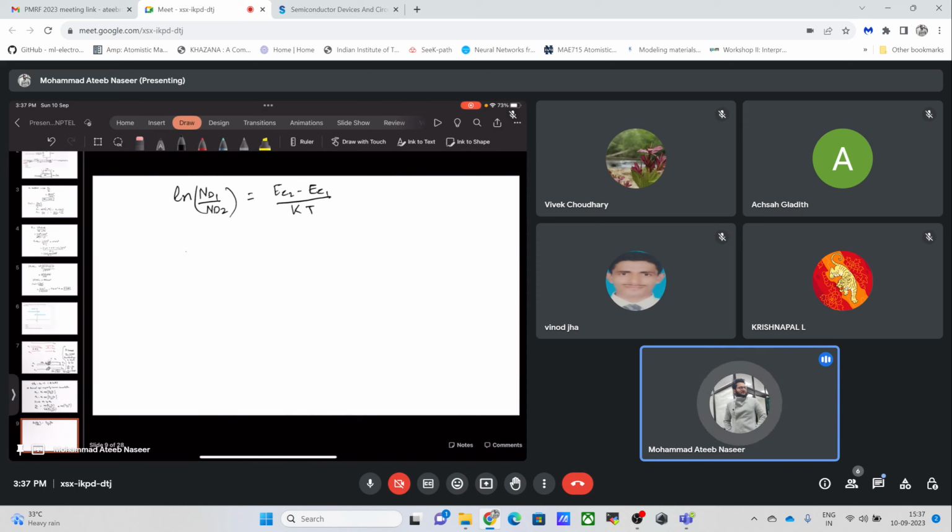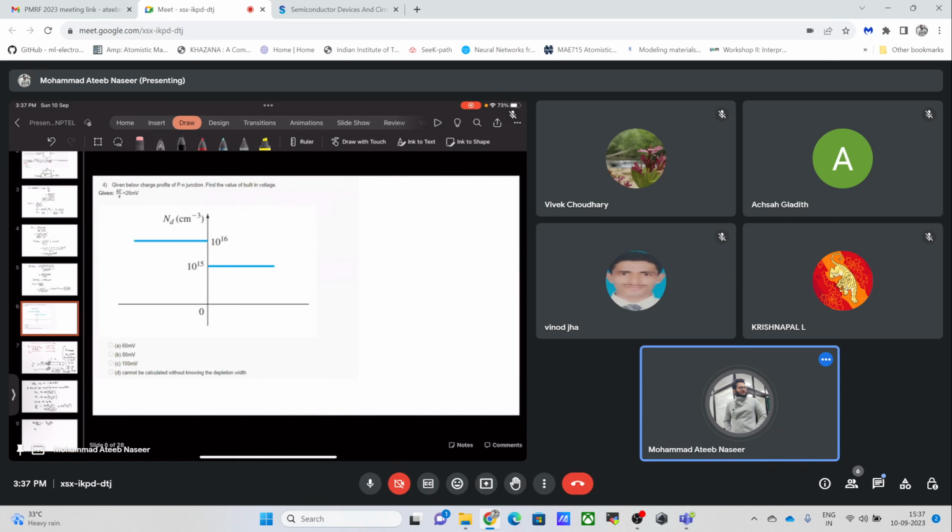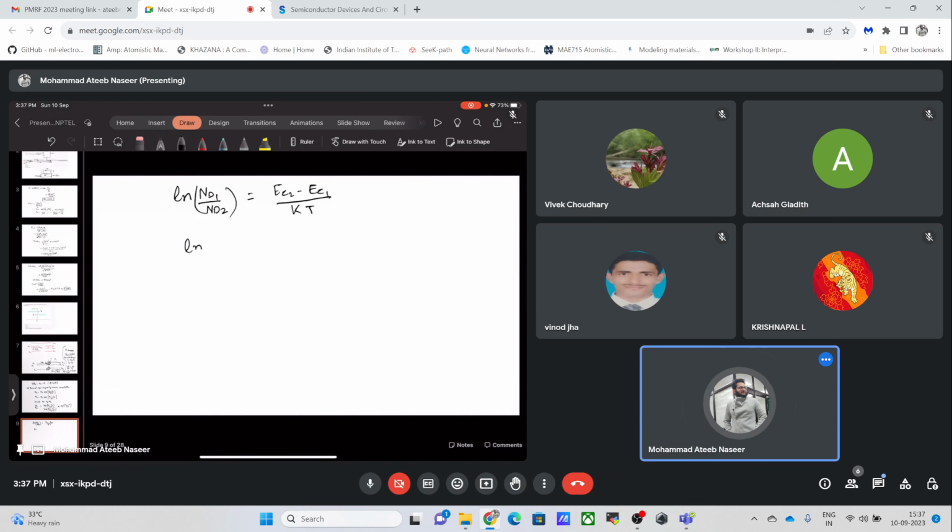Okay, so ln of ND1 by ND2, where ND1 is equal to 10 to the power of 16 and ND2 is 10 to the power of 15. So it is 10 to the power of 16 over 10 to the power of 15. This is multiplied by kT, where kT is 26 millivolts. It is EC2 minus EC1. So it is ln of 10 times 0.026.